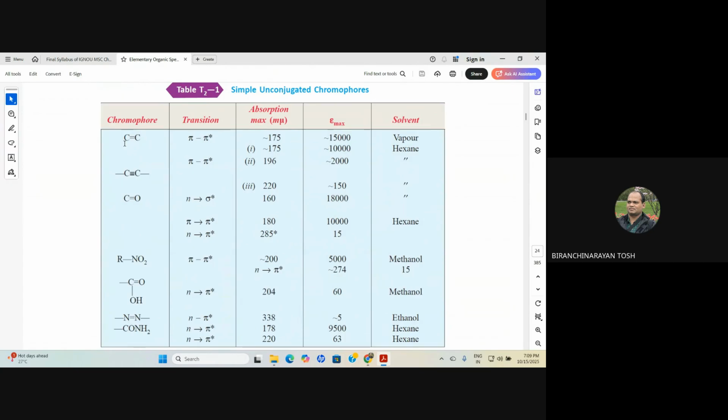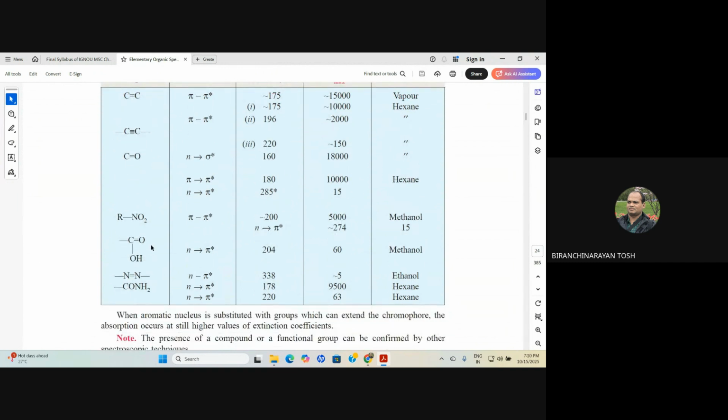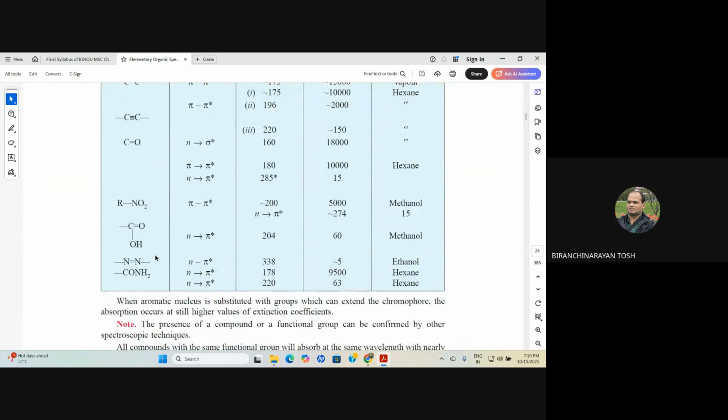So diene or this C double bond C is also a dependent chromophore. Others are independent chromophores. Nitro, carboxylic acid, azo, amide, these are the chromophores.